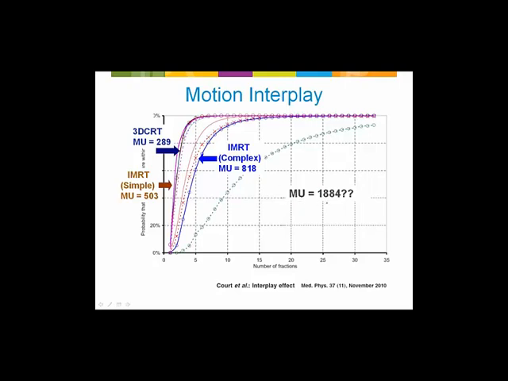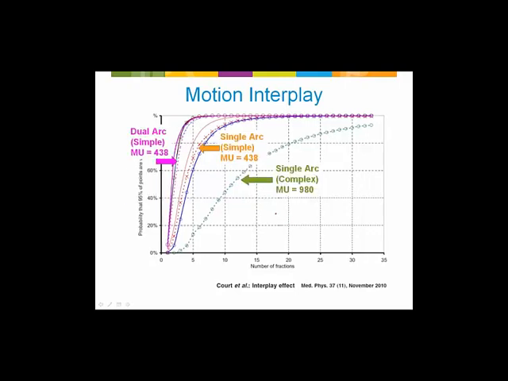Now, one good rule of thumb with arcs, and a very effective way to mitigate some of these motion interplay problems, is to take a single arc and switch it to a dual arc. So we've got the same level of complexity but delivered as 2 arcs, and we see interplay that's very similar to a 3D conformal plan. Okay? So that's a good thing to keep in mind. Okay, so let's see where we're at this point.